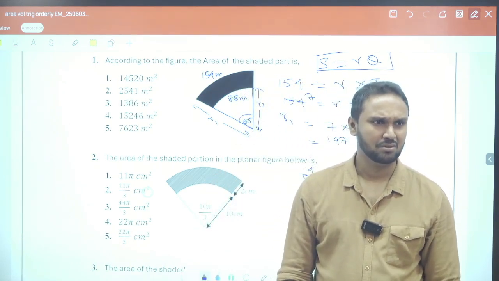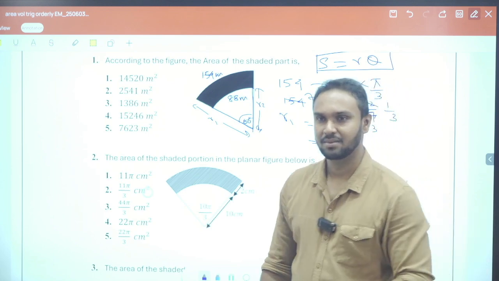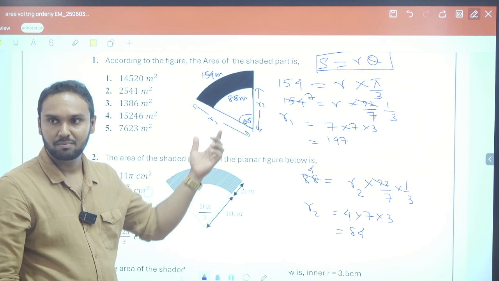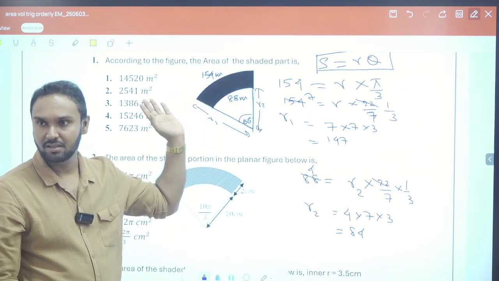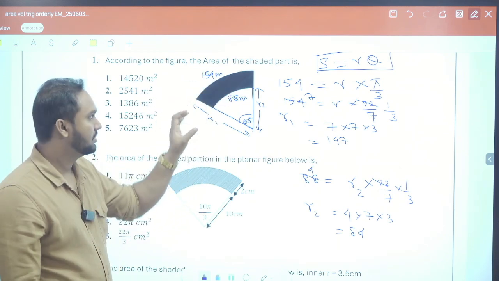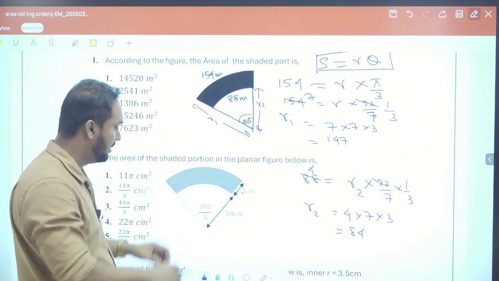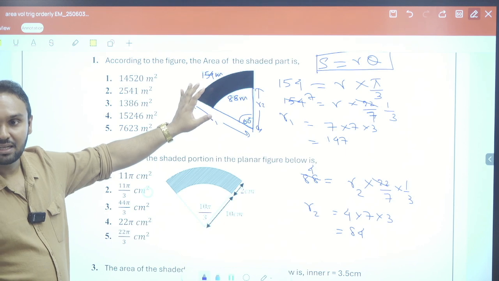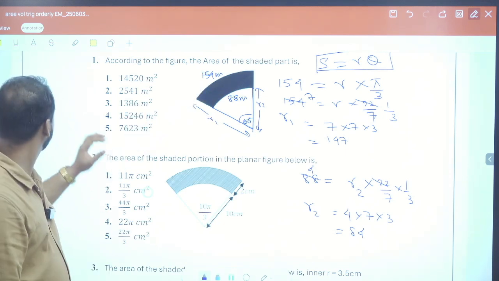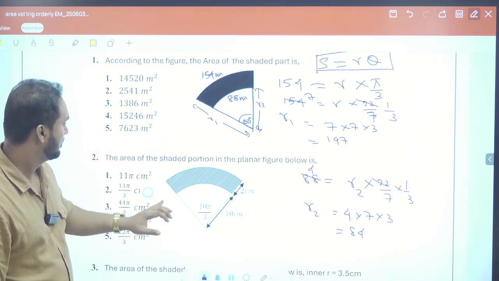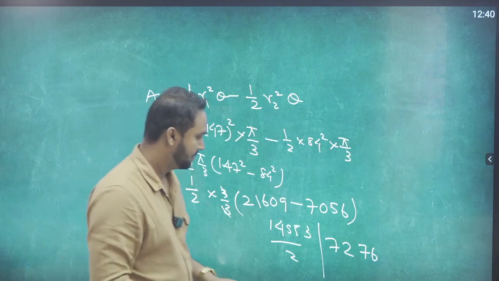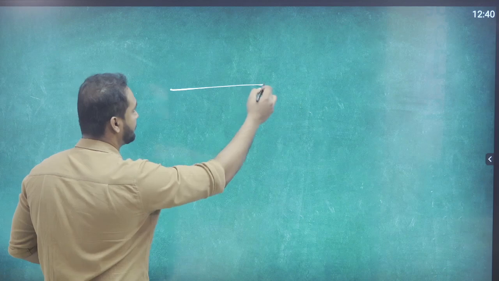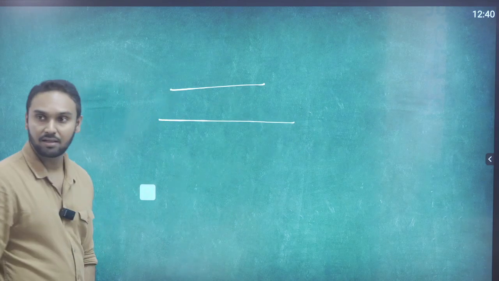Rectangle, bro, no. It's a trapezium, right? You take the shaded area out and straighten it, because the two parallel lengths are different, right? If you take out the shaded area and you straighten it, you get what? A trapezium, isn't it? You are getting a trapezium like this, right? See?